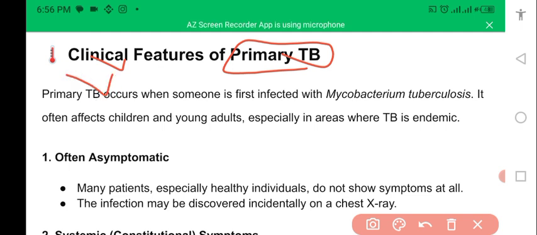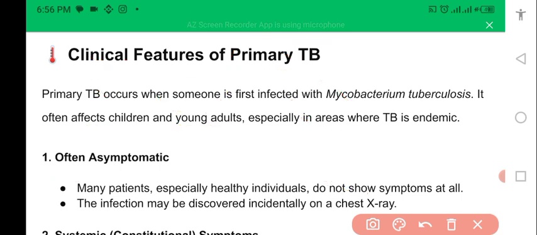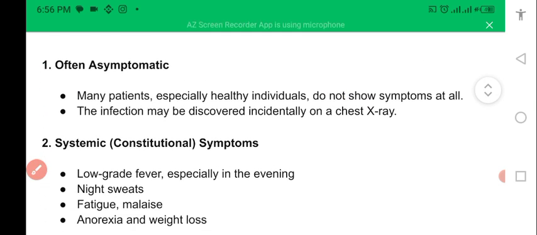Primary tuberculosis occurs when someone is first infected with Mycobacterium tuberculosis. It mainly affects children and young adults, especially those who live in TB endemic areas. So that is known as primary TB. This condition is often asymptomatic. Patients do not show any symptoms. Infection may be discovered accidentally via chest X-ray. When we perform a chest X-ray, the patient shows infection in primary TB.